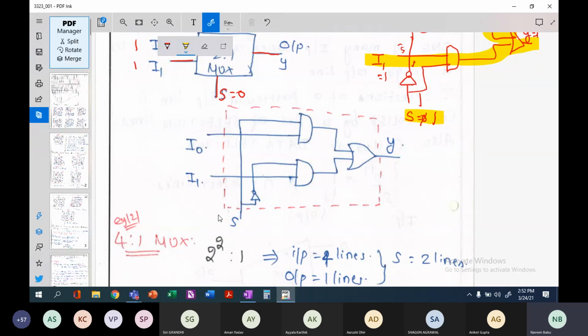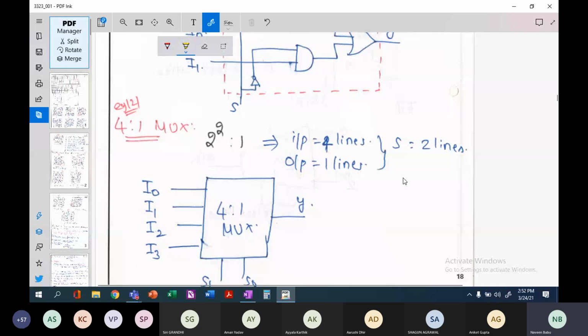Maybe we'll cover 4x1 also so that your visualization will be slightly better. When I say 4x1 multiplexer, number of inputs are going to be 4 and number of outputs are going to be 1. N is equal to 4. So 2 to the power n is equal to 4, which means number of select lines will be equal to 2.